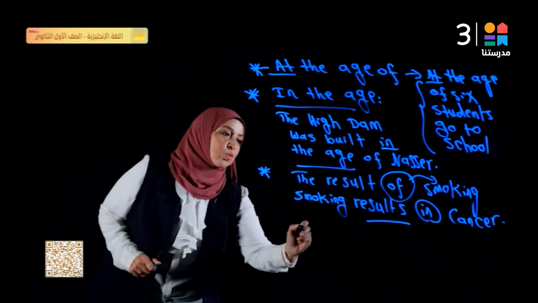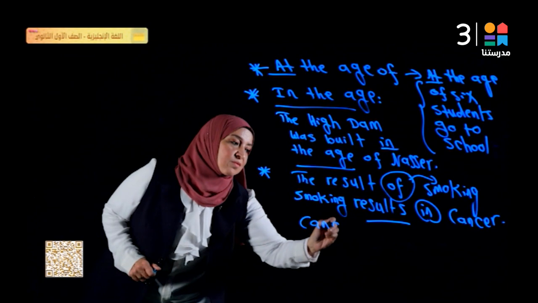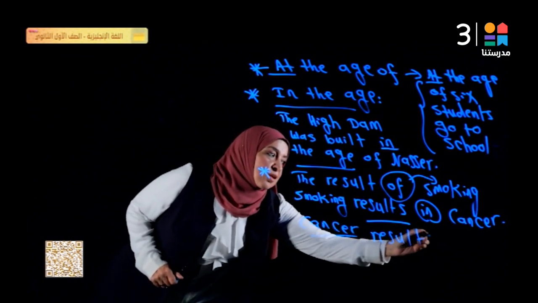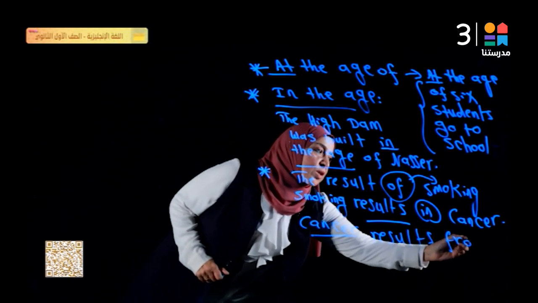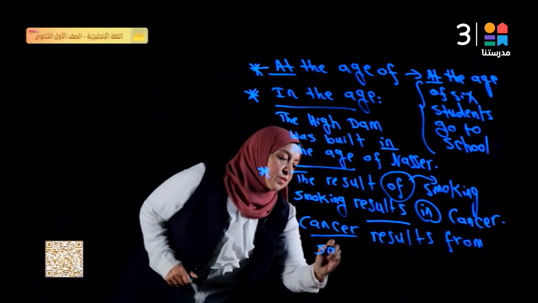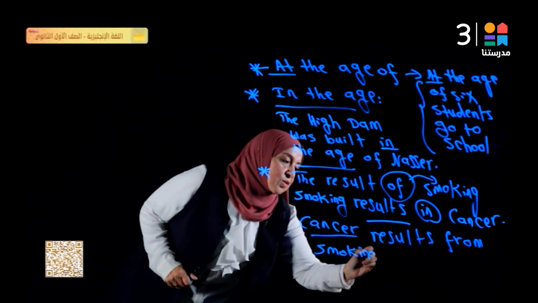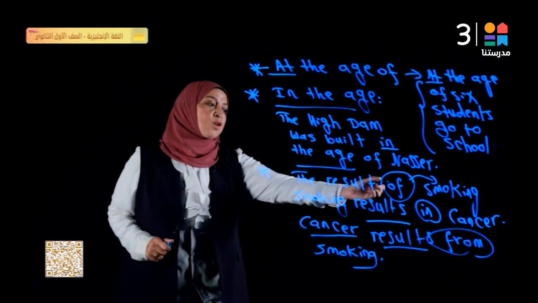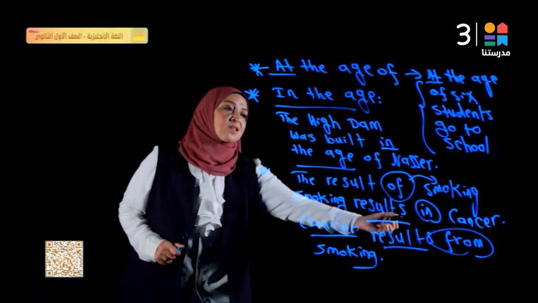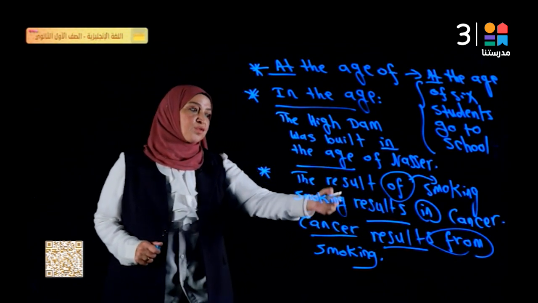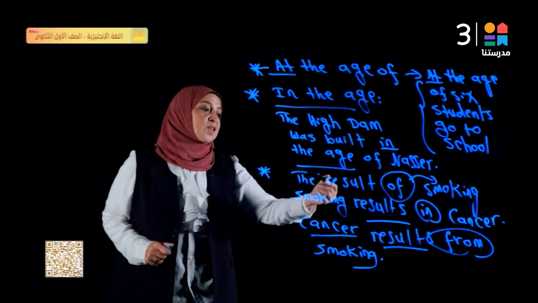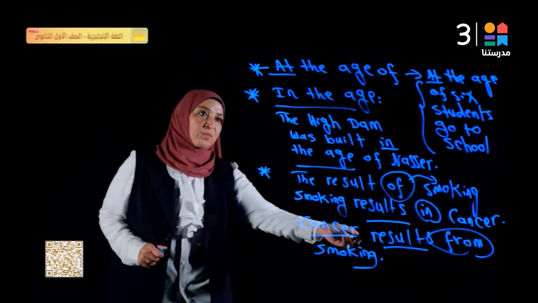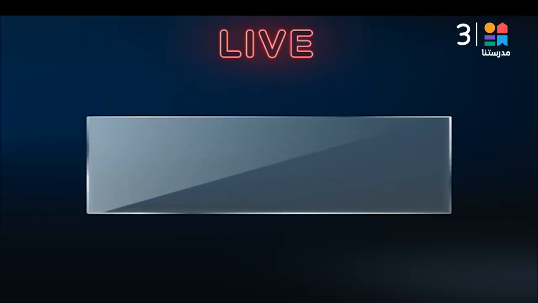We can say also cancer results from smoking. So here we use result from. So we have result of, result in, and result from. See the difference? Result of something. Result in means cause, and result from means it comes from.